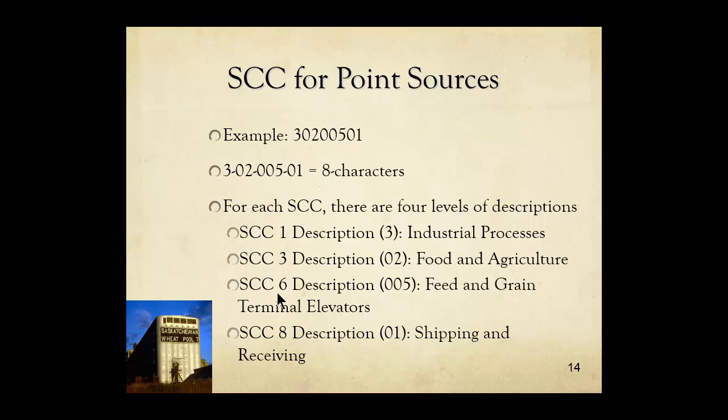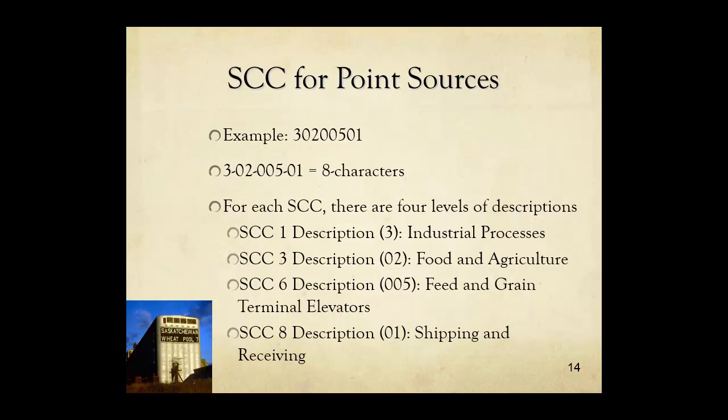Then SCC6, what that means is the first 6 characters, so that's 302005. What that means all by itself is feed and grain terminal elevators. And then the last 2 characters, and in this case 01 is the last 2 characters, that means shipping and receiving. So we know right off the bat that for this process there's probably other stuff besides shipping and receiving, but those would be the same for the first 6 characters. It would just be these last 2 that would be different.